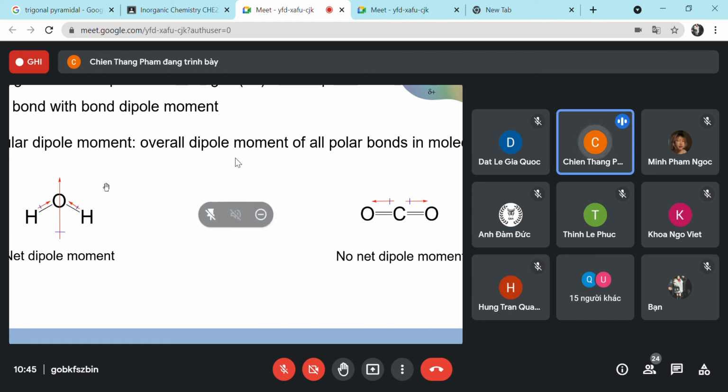For example, for water and CO2, you can see that both of them contain 2 bonds, and each bond is polar. However, the overall dipole moment in CO2 is 0 due to the linear shape here, so this one is non-polar. However, for water, when you combine these two vectors, you can find the overall dipole moment here. In this case, water is a polar molecule.